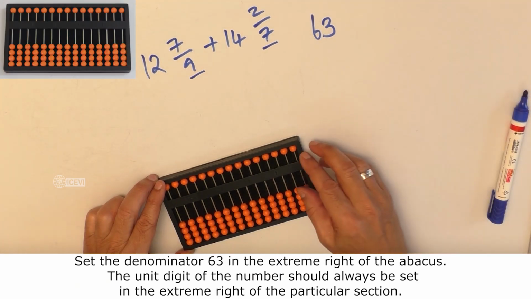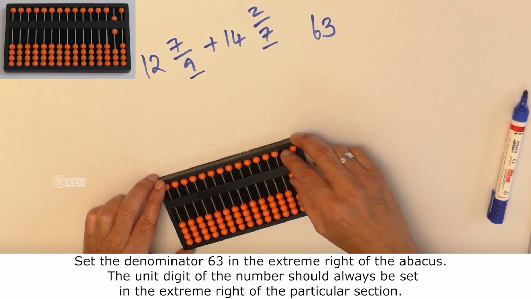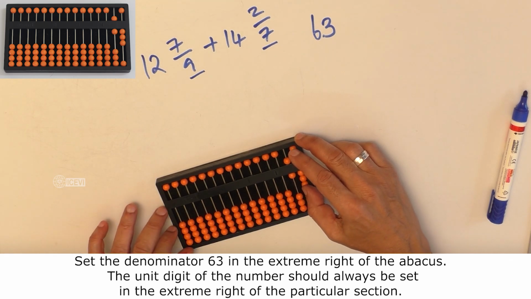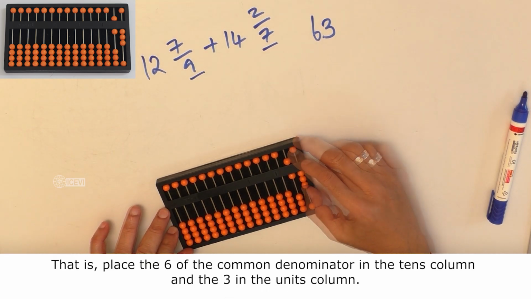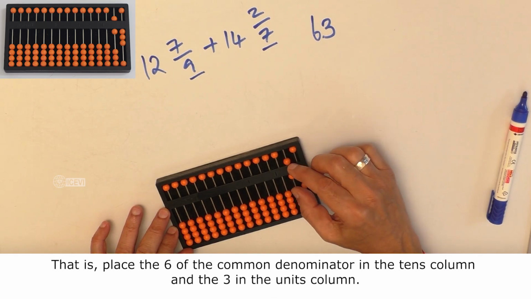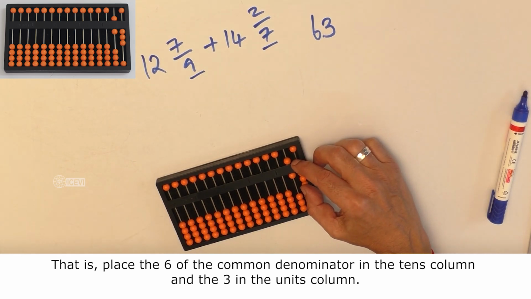Set the denominator 63 in the extreme right of the abacus. The unit digit of the number should always be set in the extreme right of the particular section. That is, place the 6 of the common denominator in the tens column and the 3 in the units column.